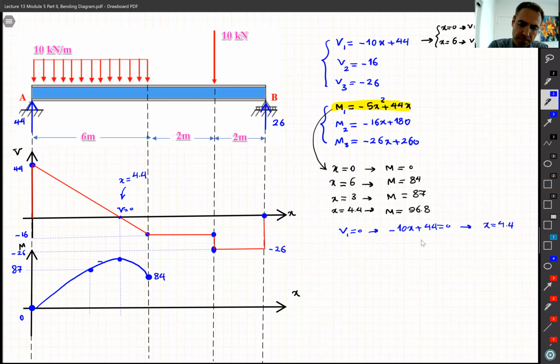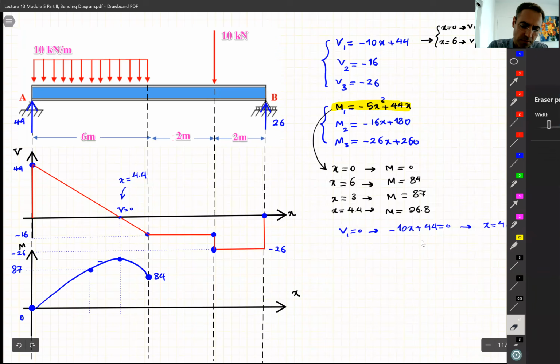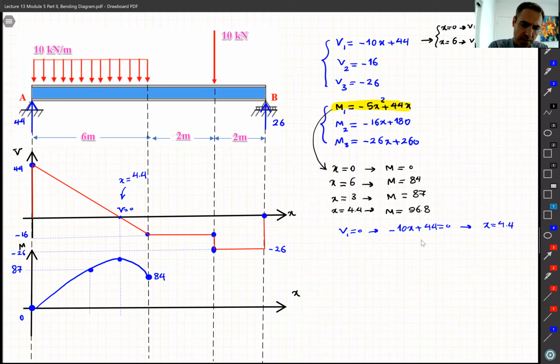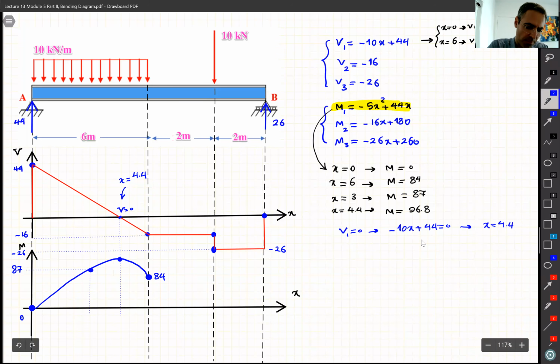Okay. So any question for this part? Are we good? All right. So one more time, these numbers, this one was 96.8 and this one was 87, right? And yeah, let's draw the rest.